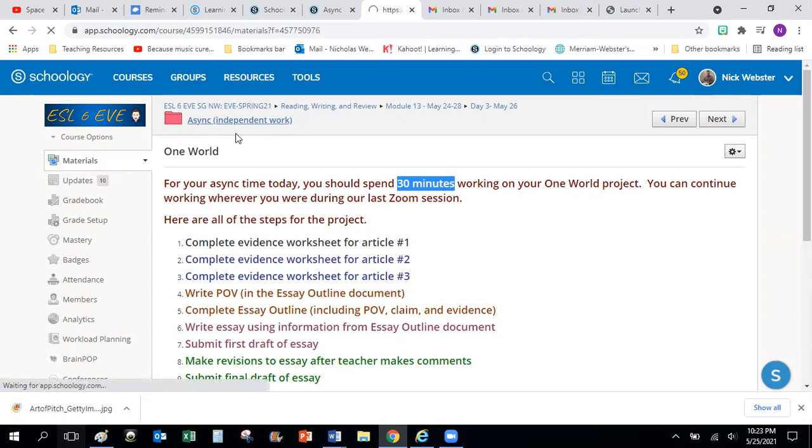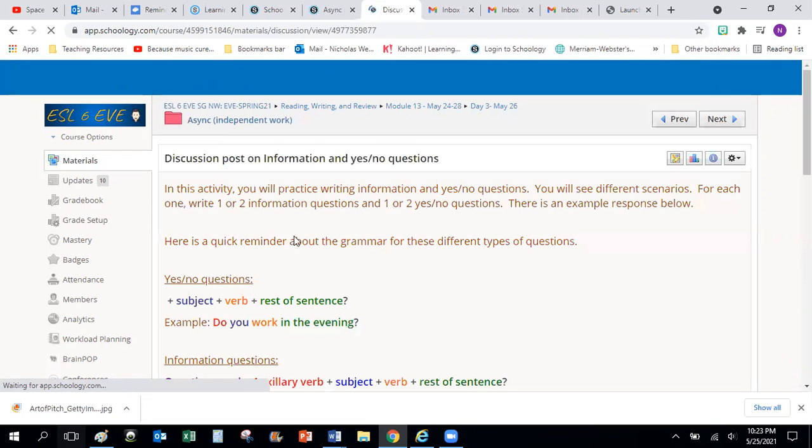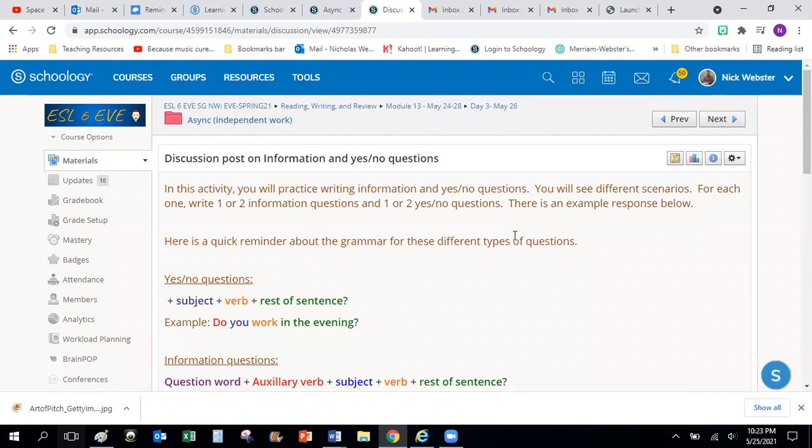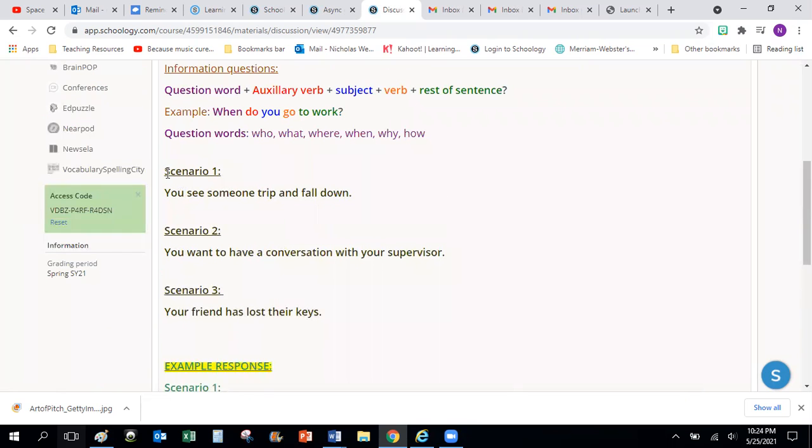The next part is a discussion post about information and yes/no questions. So there are different scenarios where you're going to write information and yes/no questions. For each scenario, write 1 or 2 information questions and 1 or 2 yes/no questions. Okay, so here are the scenarios.